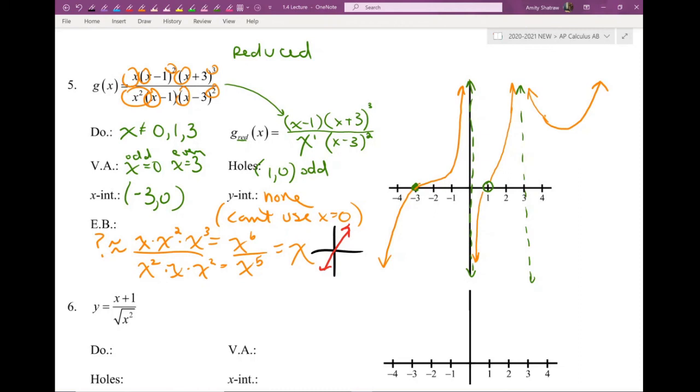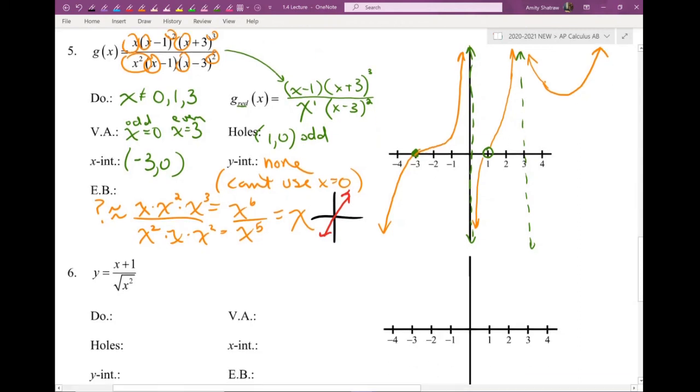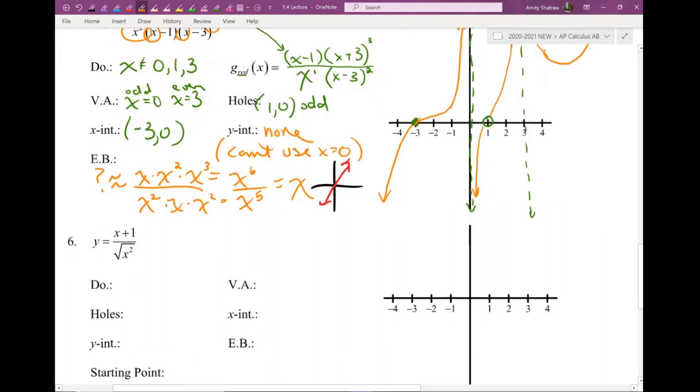When I look at number 6, I'm noticing that we have this situation again that we've talked about in class. We've done a couple of practice problems where I want to do my shady math immediately. I see that this is basically equal to x over the absolute value of x, and so I already feel like I know the end behavior.